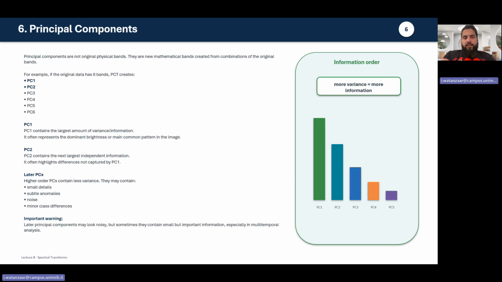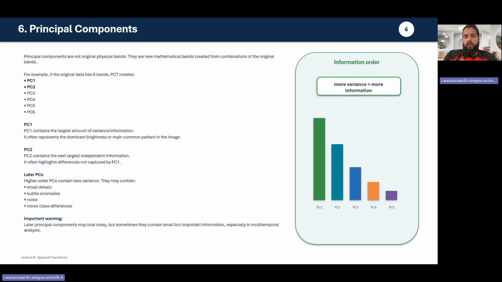Principal components, in more detail. Principal components are not original physical bands. We already discussed they are mathematically created from combinations of the original bands. For example, if the original data set has 6 bands, its PCT will run from principal component 1 to 6. PC1 contains the largest amount of variance or information because it has the highest difference from the other components, and it often represents the dominating brightness or main common patterns in the image.